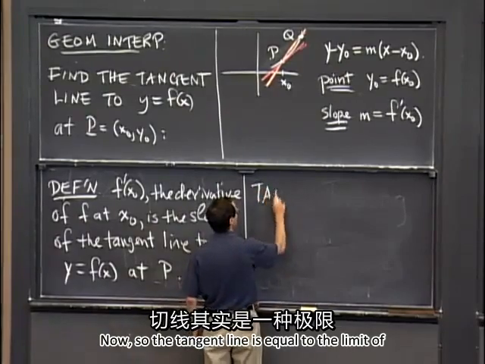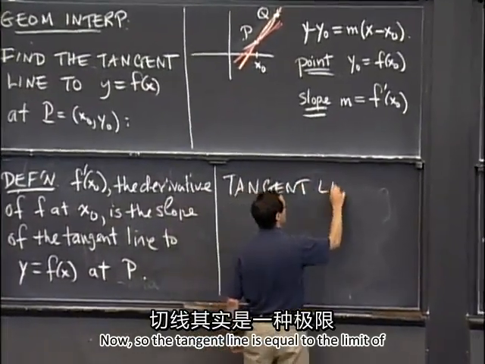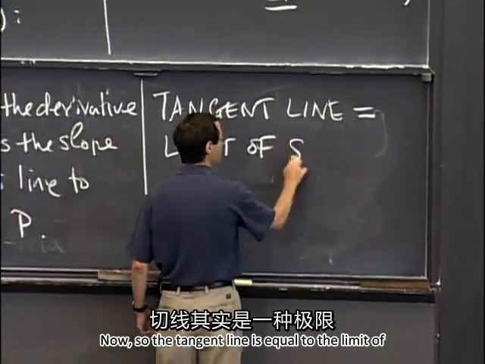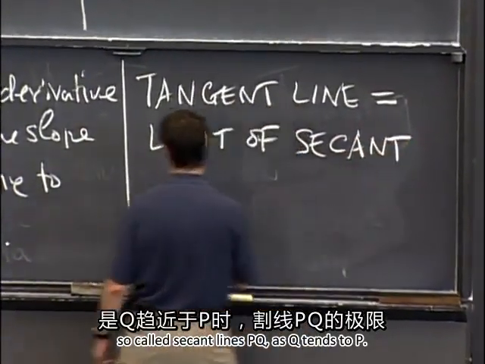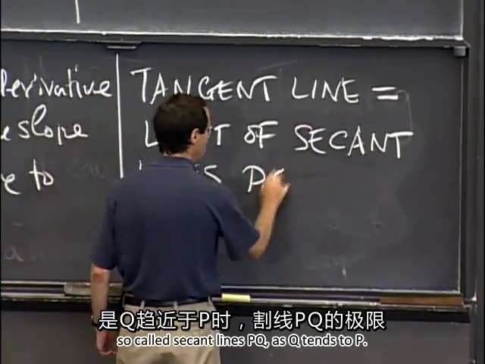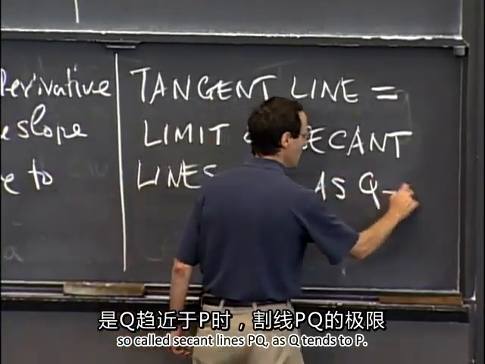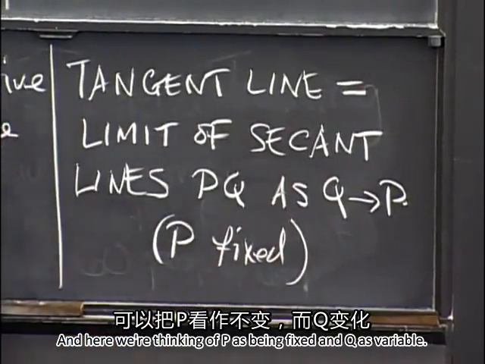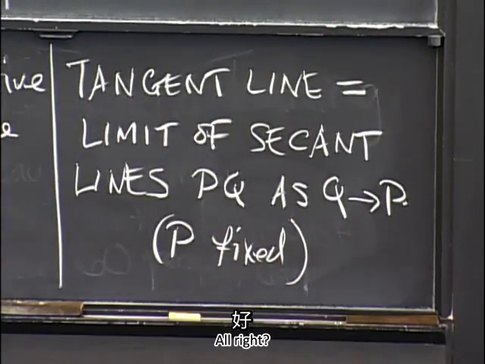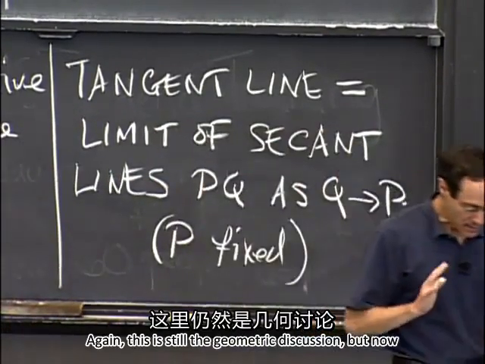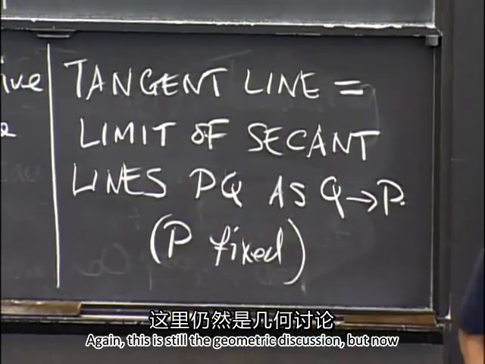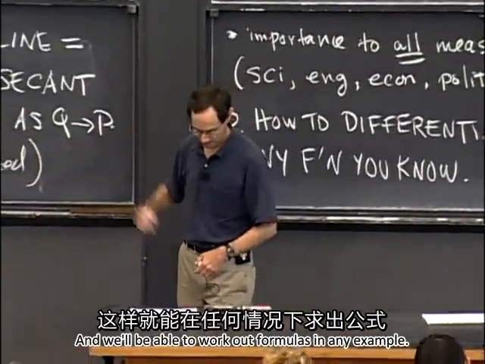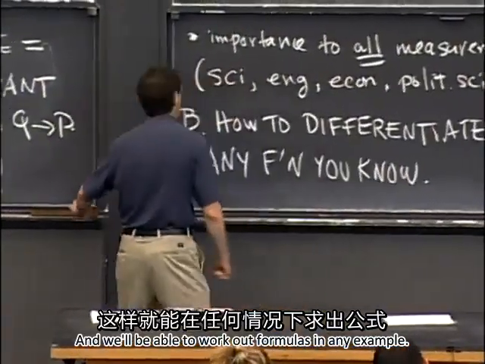So the tangent line is equal to the limit of the so-called secant lines, PQ, as Q tends to P. And here we're thinking of P as being fixed and Q as varying. All right, so again, this is still a geometric discussion, but now we're going to be able to put symbols and formulas to this computation, and we'll be able to work out formulas in any example.